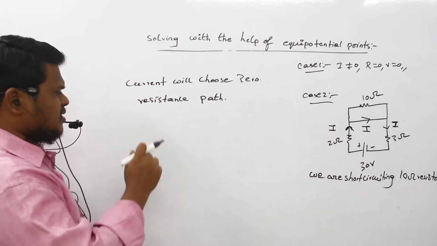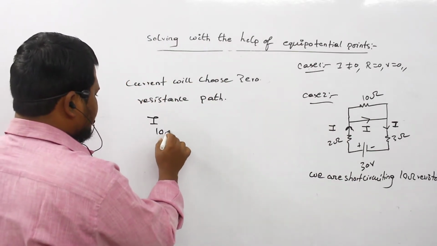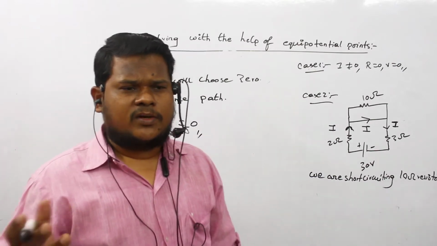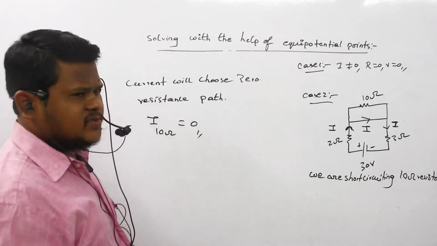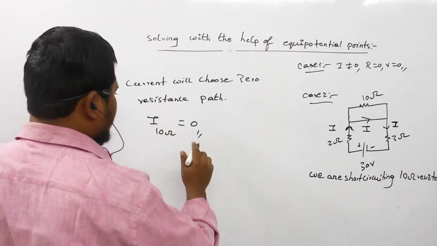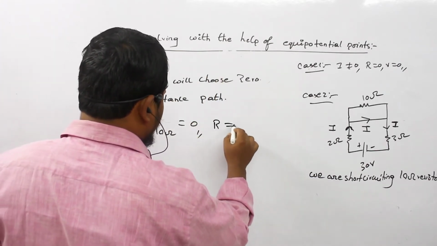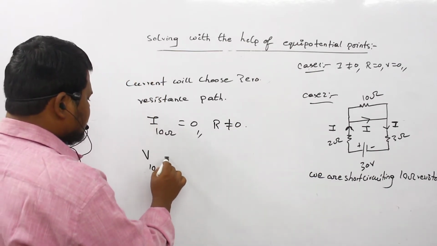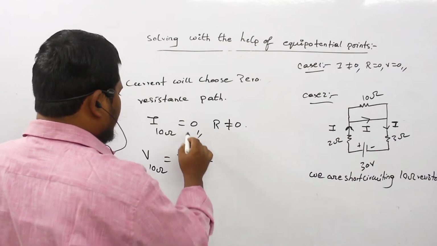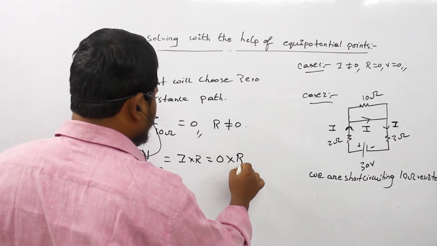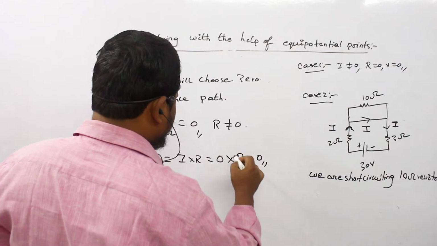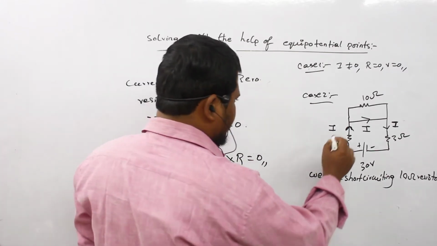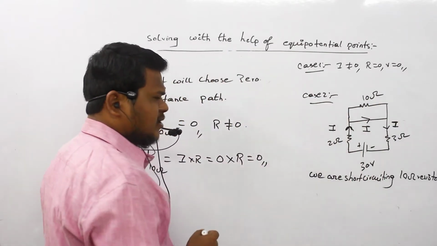Is current flowing through the 10 ohms resistor? No, current is not at all flowing through the 10 ohms resistance. If current is not flowing, is resistance 0? Resistance is not 0 here. But what is the potential drop in the 10 ohms resistance? The potential drop formula is I into R only. Current flowing is 0, but resistance is not 0, and definitely the potential drop in the 10 ohms resistance is 0. So there is no current flowing in the 10 ohms resistor.